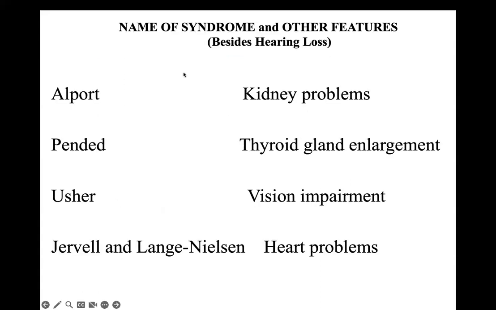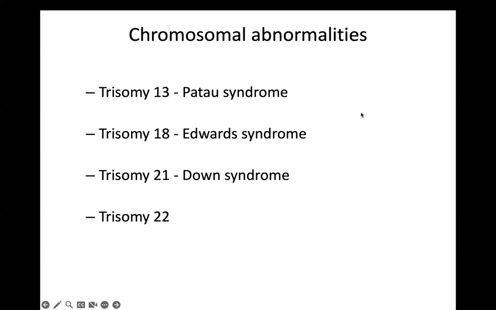These are examples of syndromes and what other problems they're associated with. So Alport syndrome is known to be associated with kidney problems. It causes, if I'm not mistaken, glomerulonephritis. It affects the basement membrane and the glomerulus. But yeah, the idea is that it's associated with kidney problems and hearing loss. You also have Pendred syndrome, which is associated with thyroid gland enlargement. Usher syndrome is also associated with vision impairment. And Jervell and Lange-Nielsen syndrome, which I mentioned earlier, can cause arrhythmias in the heart and QT prolongation. Okay, so it's also associated with hearing loss. Okay. And these are syndromes that are associated with hearing loss: Patau, Edwards and Down, and also trisomy 22.